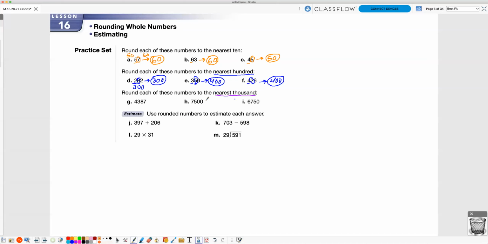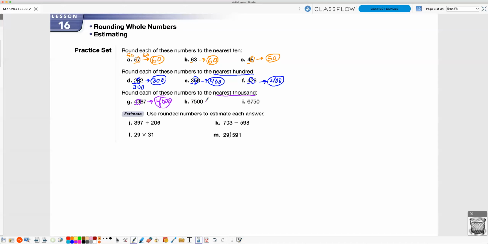You have 4,387. This should be rounded to 4,000, the nearest thousands place. Because if you look at it, you underline the thousands place, which is the 4, circle the digit after that, it's a 3. 3 is less than 5, which means the 4 remains the same. And then all the other digits behind it turn into zeros.